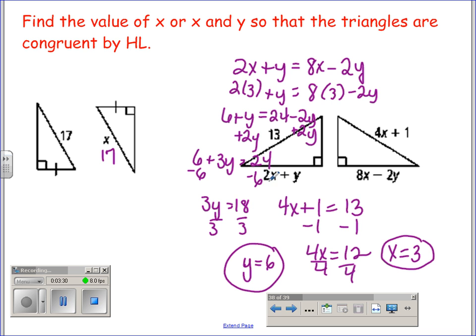Now you want to set the two legs equal. So 2x plus y equals 8x minus 2y. Plug the 3 that we found in for x. So 2 times 3 plus y equals 8 times 3 minus 2y. 2 times 3 is 6, so we have 6 plus y equals 8 times 3 is 24 minus 2y. So we'd add 2y both sides to get 6 plus 3y equals 24. Minus 6 both sides, and then get 18, divide by 3, and y is 6.